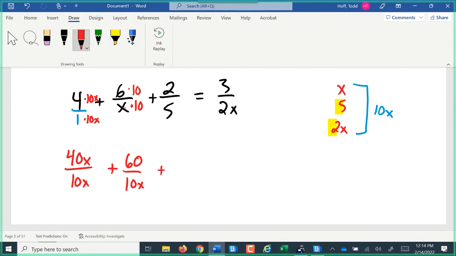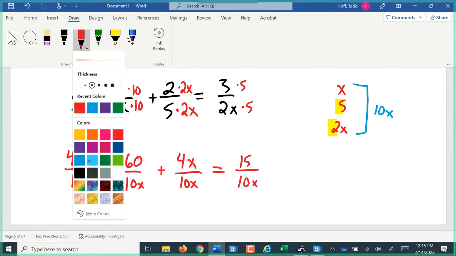Plus, here to turn the 5 into a 10x, I have to multiply by 2 to make it 10, and x to get the x. So I'll multiply by 2x on top. 2 times 2x is 4x, and of course that's over an x. Equals, on the other side over here, to turn the 2x into a 10x, I just have to multiply by 5. So I'll multiply the 3 by 5 as well to get 15 over 10x.